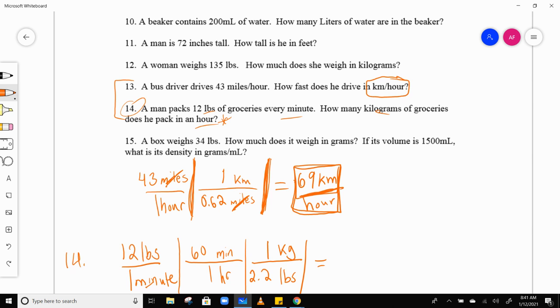You'll see that the minutes will cancel with minutes because they're opposite. Pounds cancel with pounds because they're opposite. We wind up with kilograms and hours. Then it's a matter of multiplying: 12 times 60 divided by 2.2. And we get 327. That would be 327 kilograms for every 1 hour. Make sure you include units and then circle or box your answer.